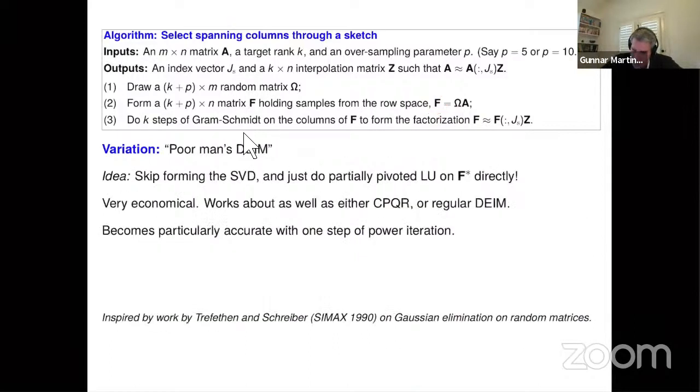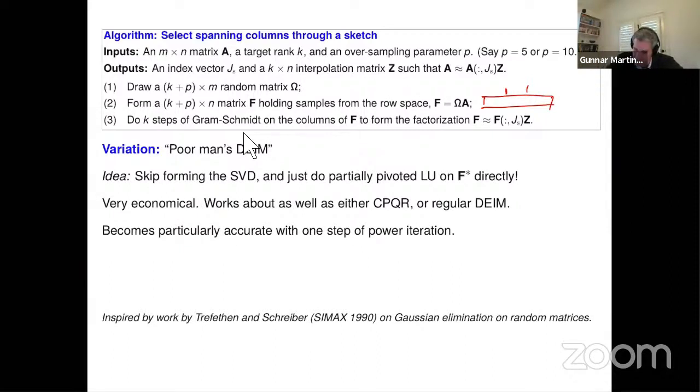And then I am the kind of person who's always looking for a shortcut. So together with Yijun, my student, we've been looking at a very simplified version of DIME. So what if we skip doing the SVD and we just take this sample matrix F, and then perform partial pivoted LU on the transpose of F. So you pick the entry that has the largest magnitude in the first row, and then you proceed to the second and so on. So it's very fast. You basically just need to do a partially pivoted LU factorization of F transpose. And it turns out to perform basically as well as the other schemes.